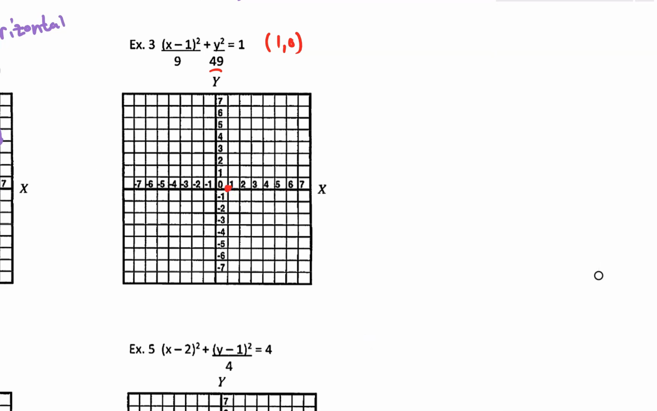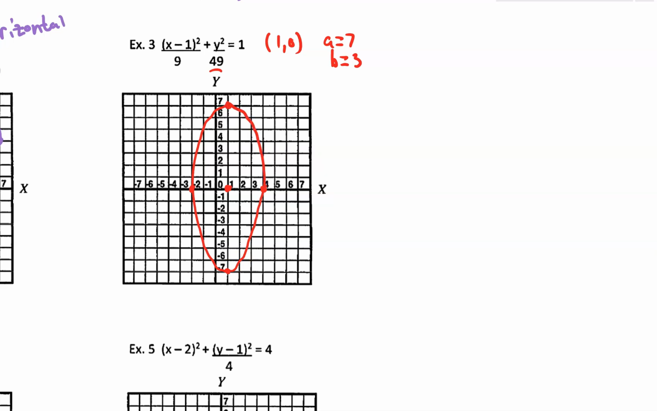And now I just need to add and subtract. This is a vertical, so a is going to be 7. That means we go up 7 from here. That would be 1, 2, 3, 4, 5, 6, 7. And we go down 7. That's right here. The b value in this problem is going to be 3. So we go right 1, 2, 3. We go left 1, 2, 3. It's right there. This is going to be something that looks kind of like that.